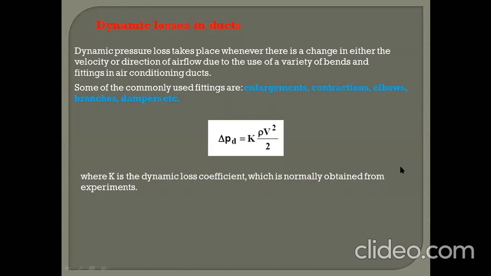So dynamic loss is shown by delta PD, which is K rho V square by 2, where K is the dynamic loss coefficient, which is normally obtained from experiment, as we'll see in coming slides.